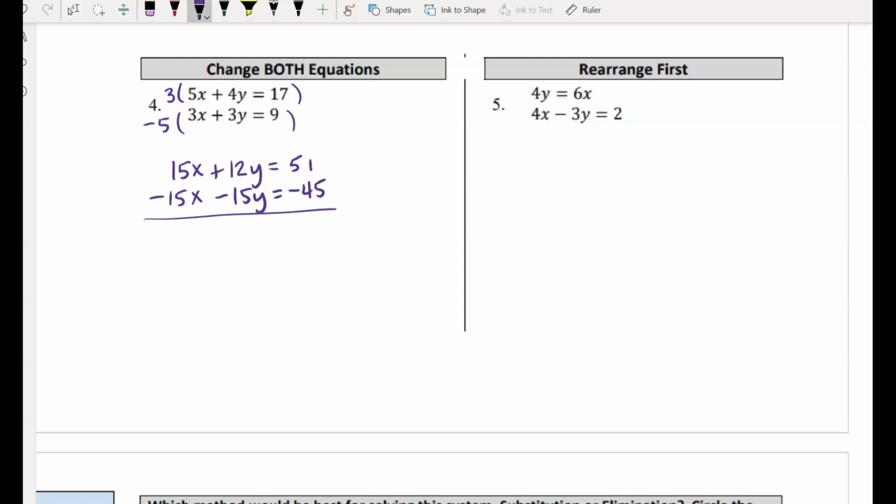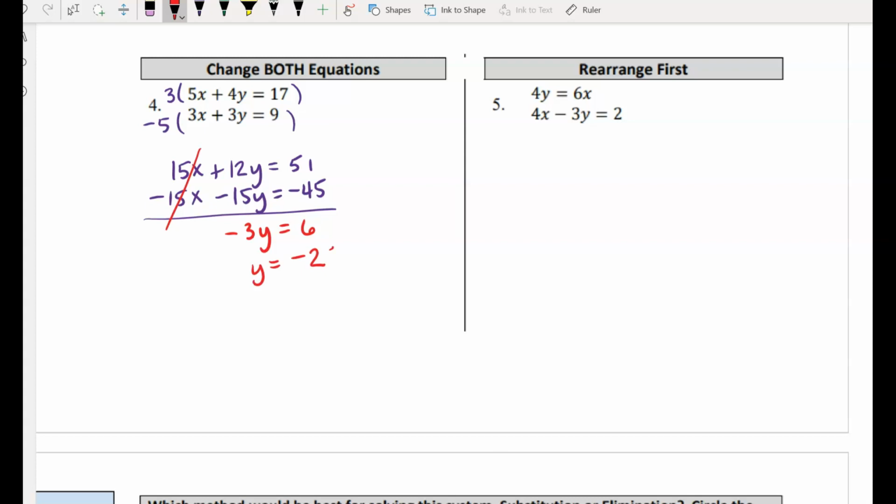There are lots of places to make arithmetic errors, so use your calculator if you're in doubt about any of the arithmetic. Now you can see that my x's eliminate just like I set them up to eliminate. The 12y minus 15y gives me -3y. And then 51 minus 45 is 6. Divide both sides by -3, and y is equal to -2.